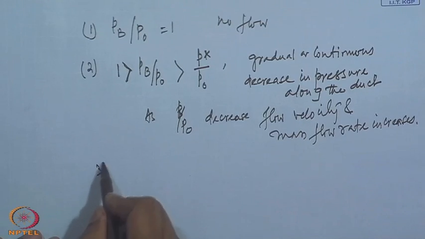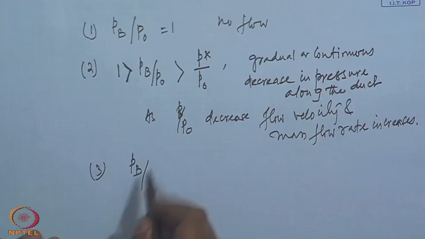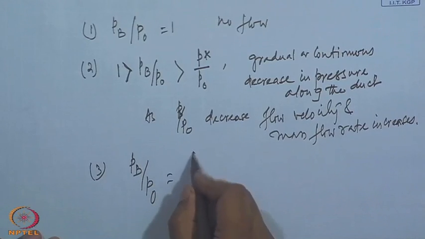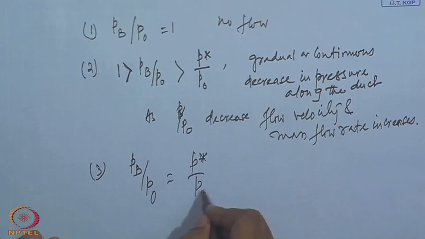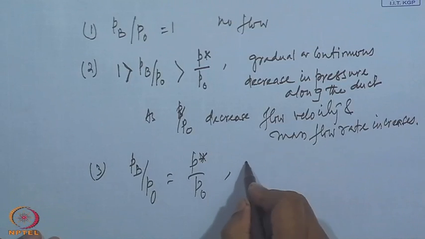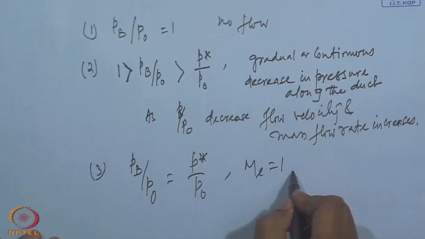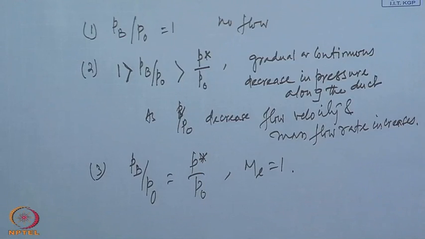And when this condition is reached, the Mach number at the exit plane reaches 1, and further reduction in pressure ratio will not produce any change in the flow conditions within the nozzle. We will continue this in our next lecture.